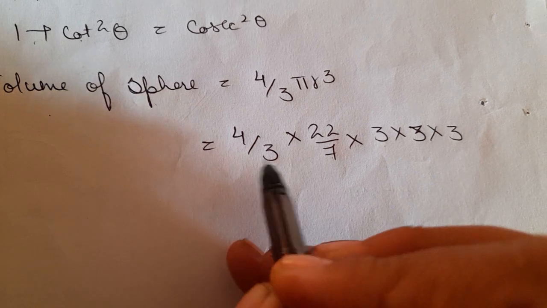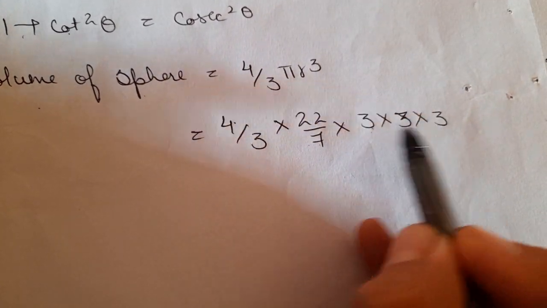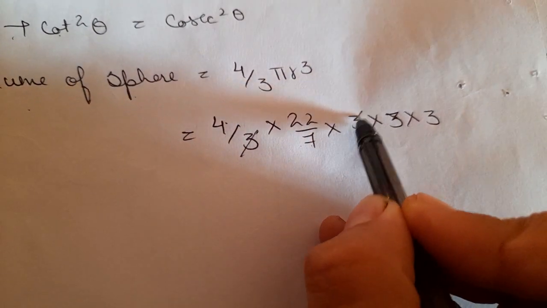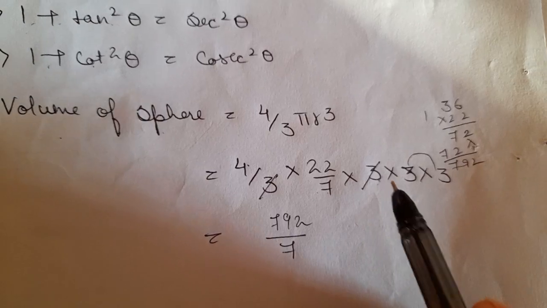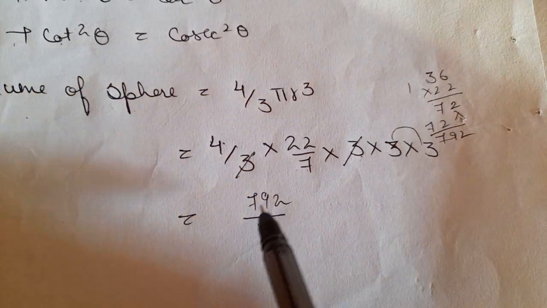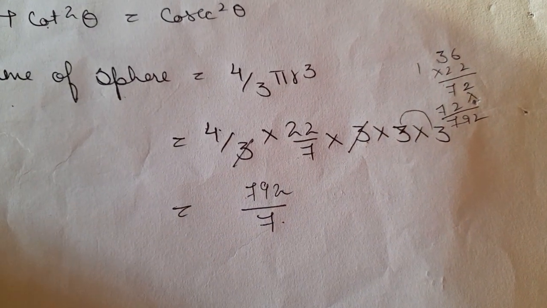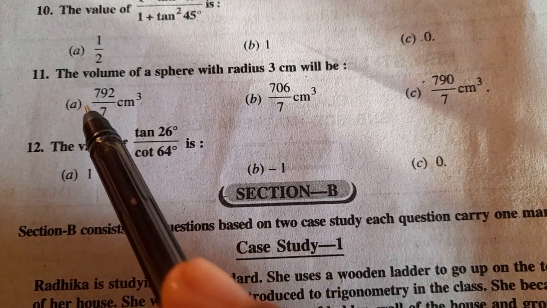So after putting the values, we got 4 by 3 into 22 by 7 into 3 into 3 into 3. After cancelling out, we got this. So after multiplying, 3 3s are 9, 9 4s are 36, 36 into 22, we got 792 by 7 centimeter cube. So the right option is option A.